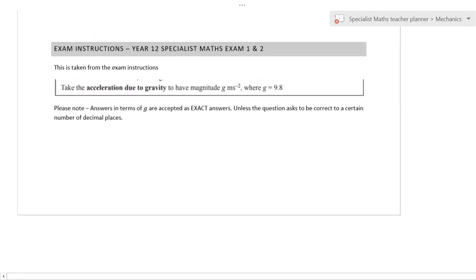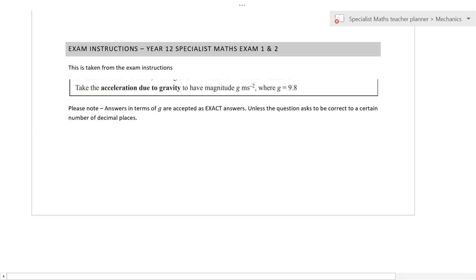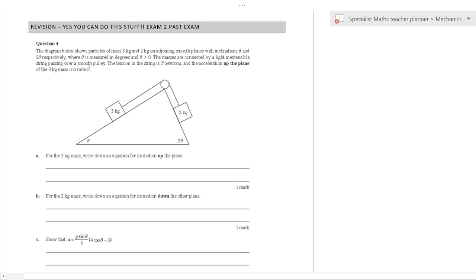Now, just remember that take the acceleration due to gravity to be 9.8. That is always the case. It says here, answer in terms of G are accepted as exact answers. Okay? Don't go writing things unless the question asks correct to a certain number of decimal places. Okay? Always assume unless asked. Now let's have a look at this.